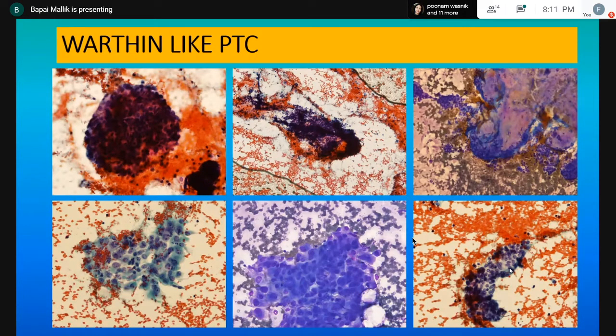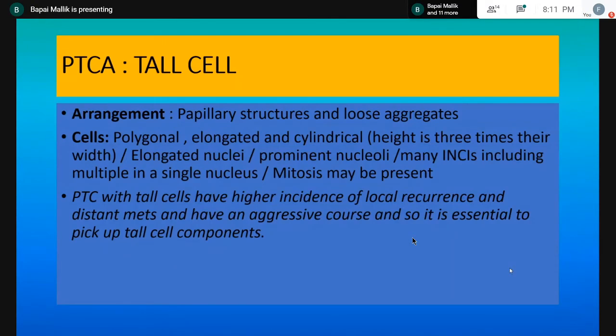These lesions are again very rare, but you should keep that at the back of your mind, especially when you are dealing with a nodule in the background of Hashimoto's thyroiditis. It is a kind of pitfall. It can be missed. So if you remember this, you might take a closer look and come across groups of cells with classic features of papillary thyroid carcinoma and refine your diagnosis.